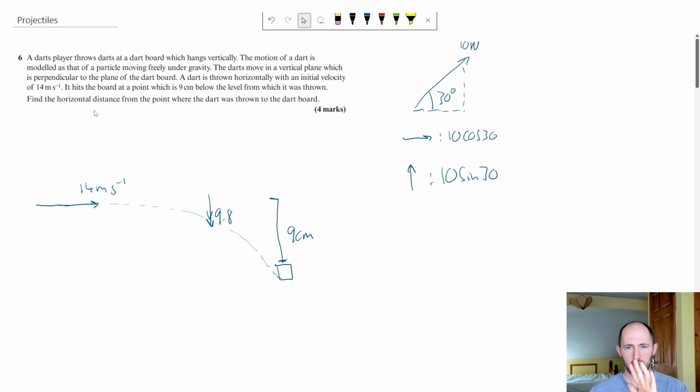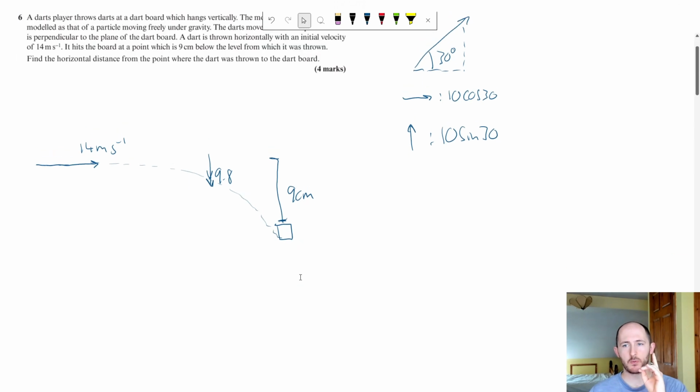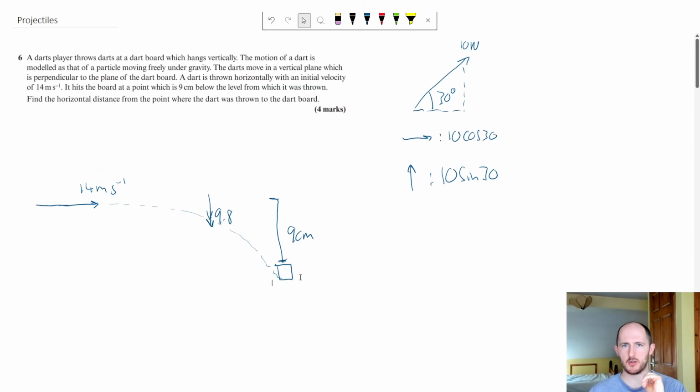So, okay, it says find the horizontal distance from the point where the dart is thrown to the dartboard. So here's what you do in every projectile motion question, every single one. We're going to first look at the up and down motion, okay?